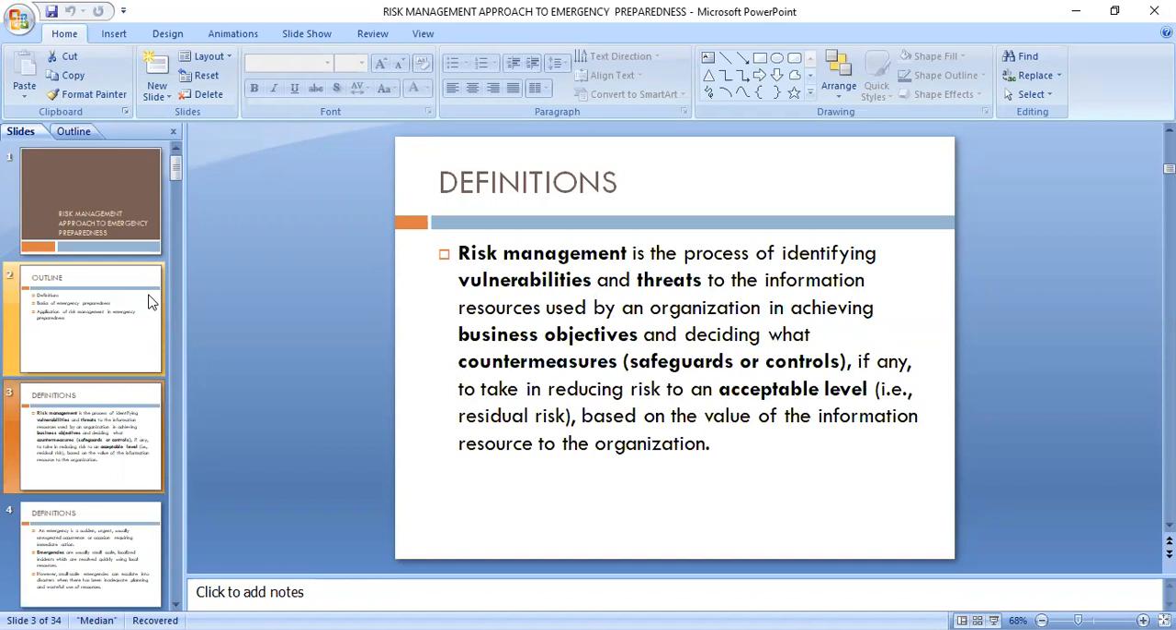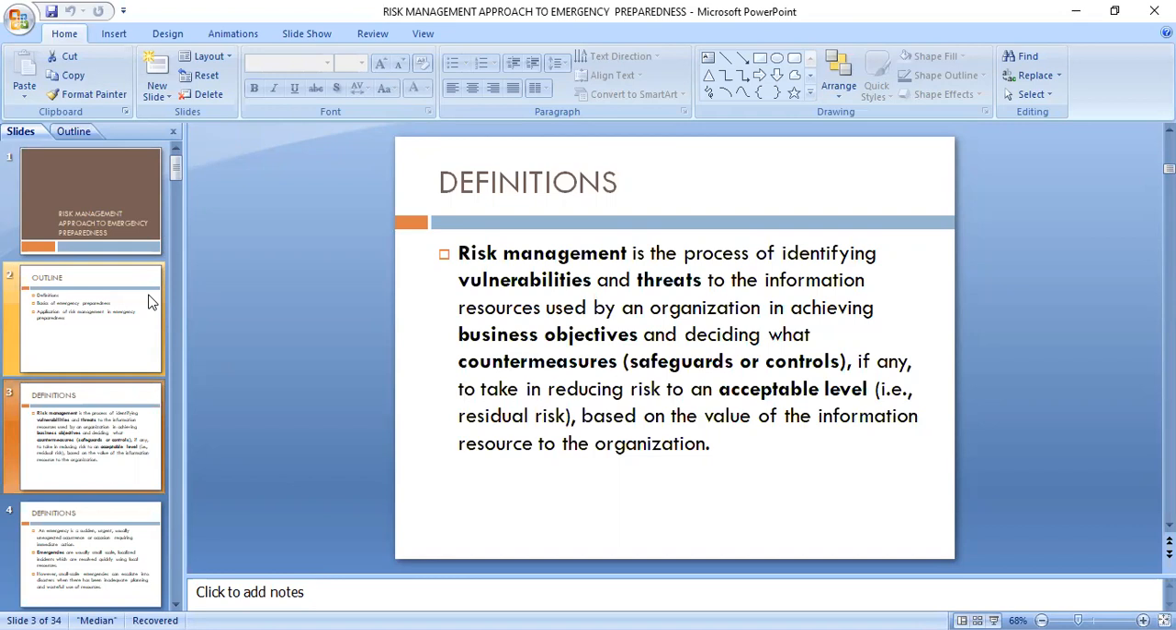Risk management is the process of identifying vulnerabilities and threats to the information resources used by an organization in achieving business objectives and deciding what countermeasures, if any, to take in reducing risk to an acceptable level based on the value of the information resource to the organization. Now, this is one of the most comprehensive definitions of risk management I've ever seen. So we start risk management by identifying vulnerabilities.